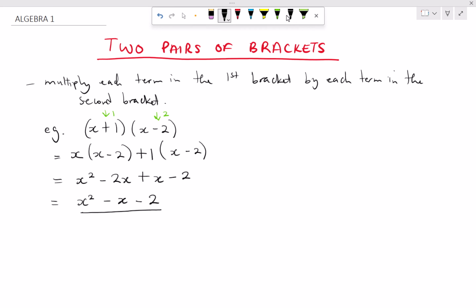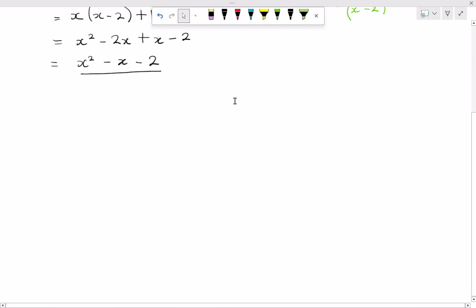So from this, remember we had x plus 1 and x minus 2. So this first term multiplies everything in the second bracket, x minus 2. Once we're done with this, we then use the second term to multiply it by everything in the bracket. And when we do that, we then simplify and we find our final answer, which was x squared minus x minus 2. Okay, so let's do a couple of examples.